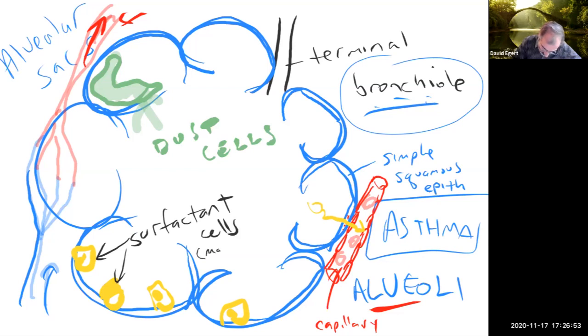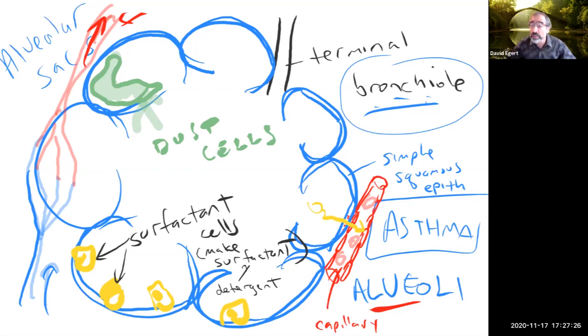Which makes surfactant. Surfactant is basically kind of like a detergent. It basically breaks up water tension. Part of the problem here is water molecules have hydrogen bonds and they pull on each other. You know, we saw that in the first week of class. And they pull on each other pretty hard.